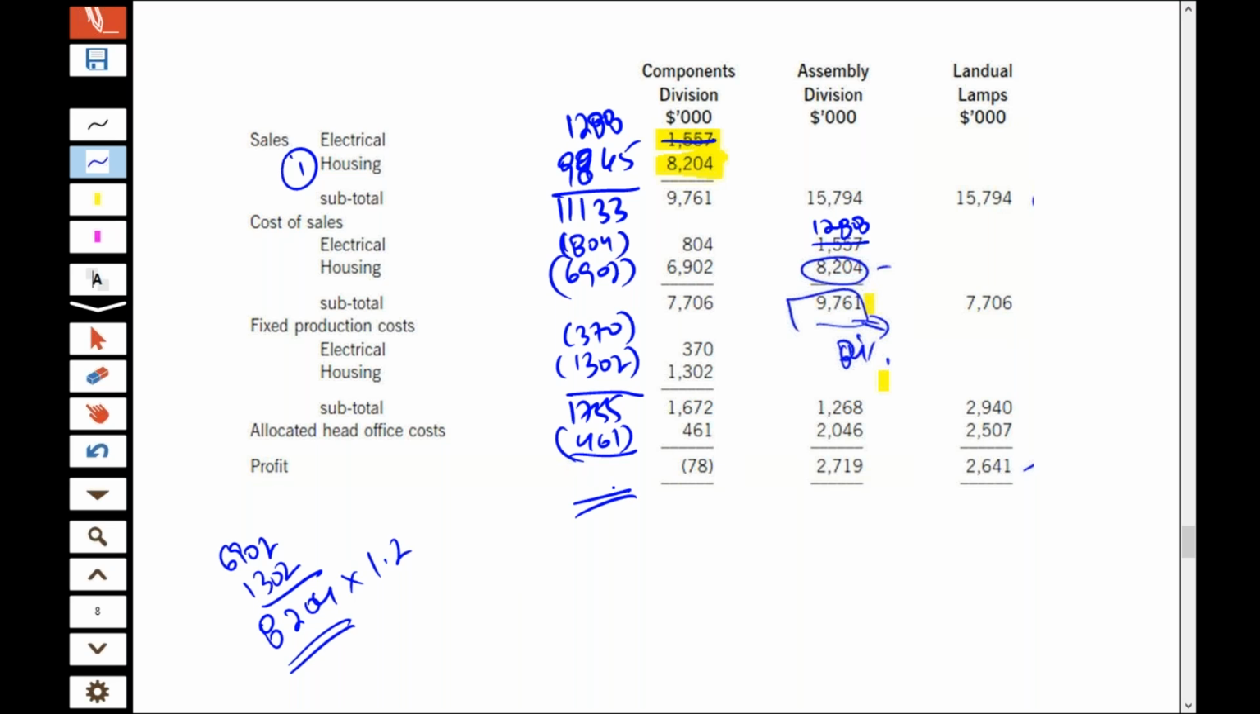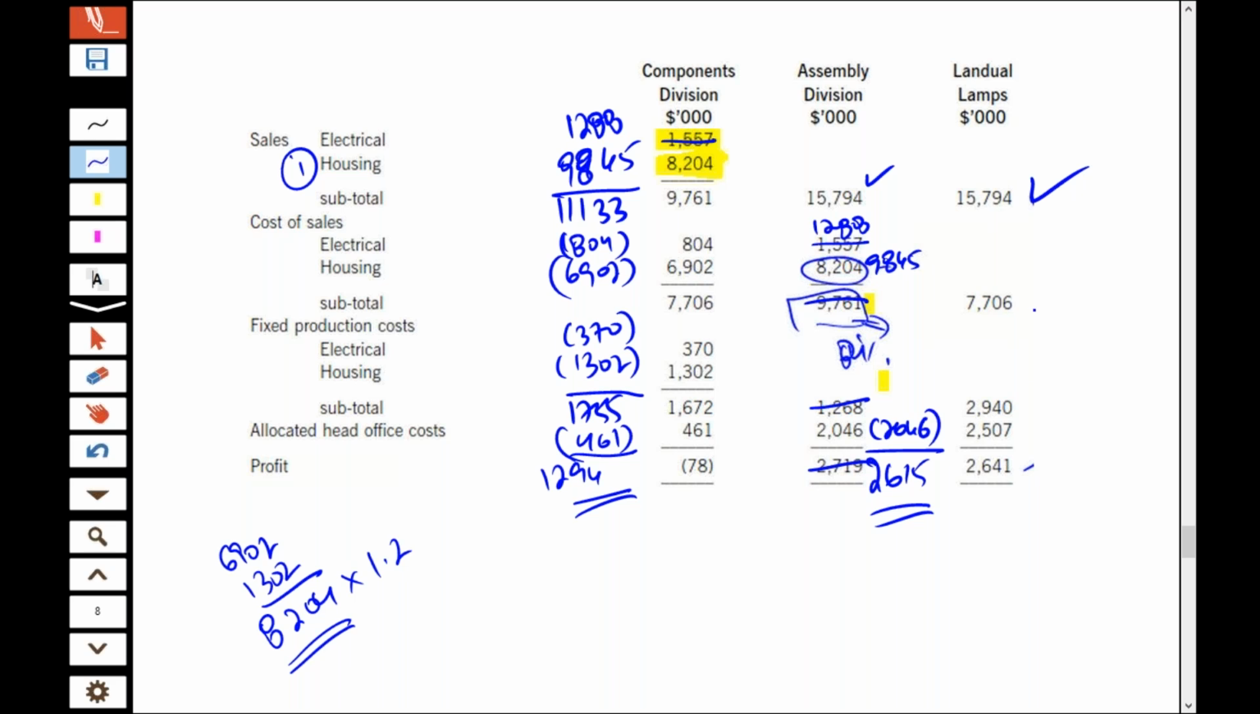So hence, resultingly, what happens is we have got a profit of what? We've got a profit of 1294. This would remain 15794, but this would become 9845. This 2046 remains the same. So resultingly the profit is going to be 15794 less 1288 less 9845 less 2046 gives you 2615.